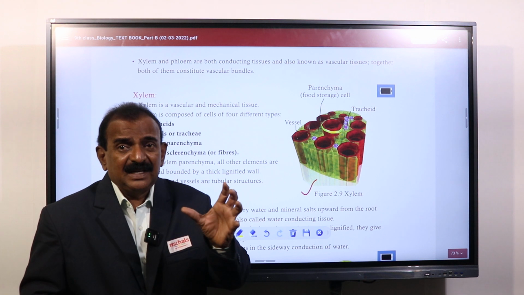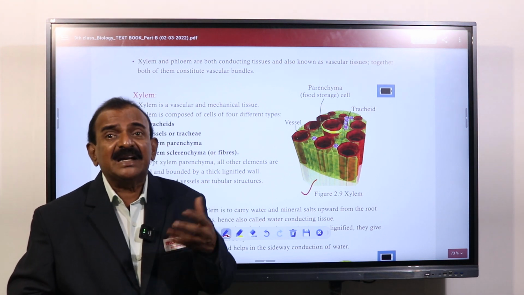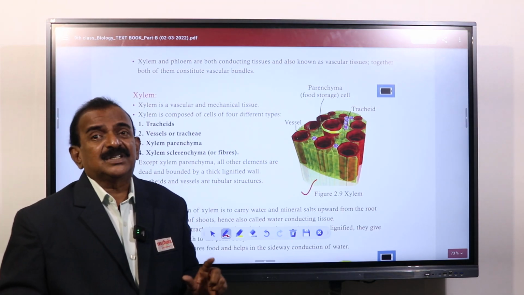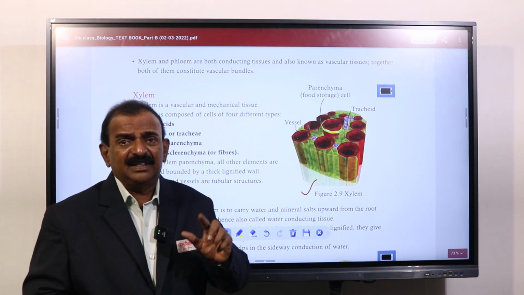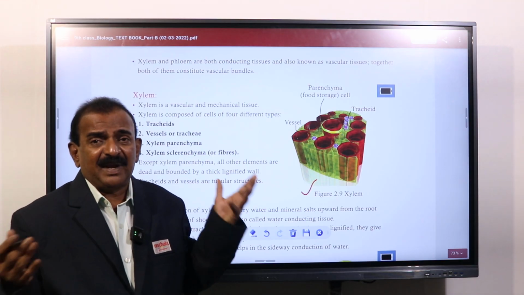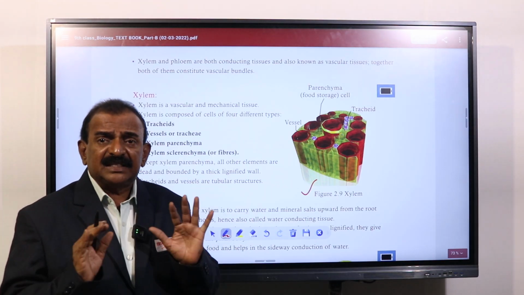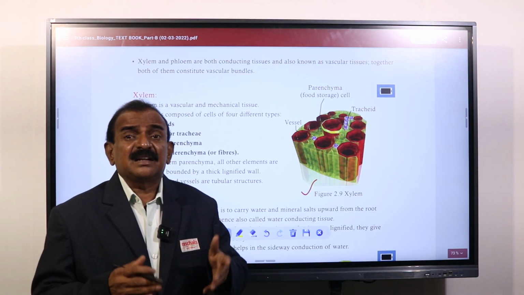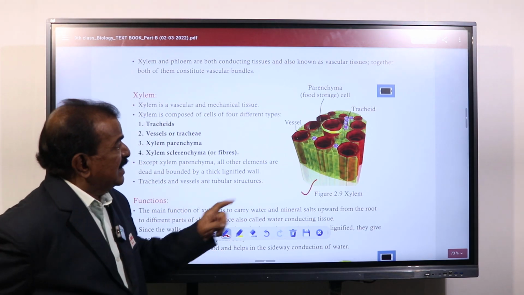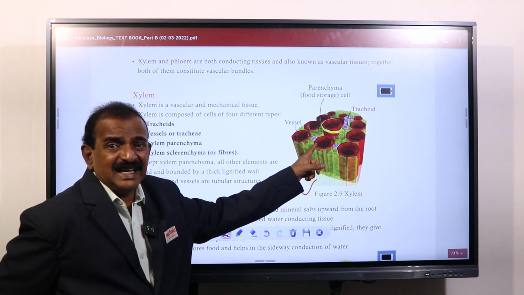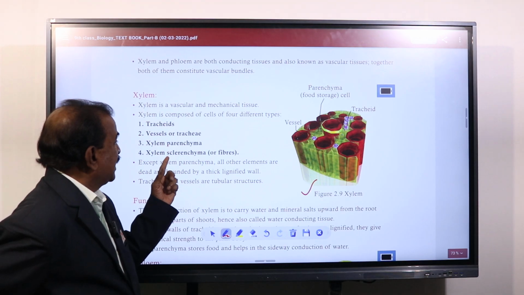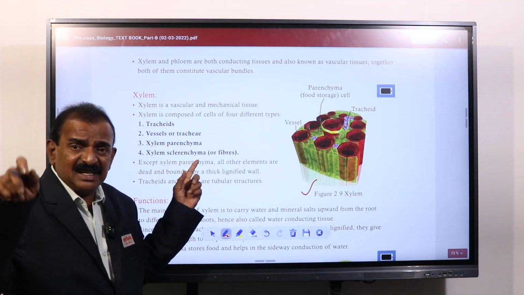They form a bundle, and they perform the duty of conduction of water and mineral salts from the ground to the root system. The root system has xylem vessels, and these xylem vessels pass through the stem and branches, and finally reach the leaves and other parts of the plant. In this way they transport minerals and water to different parts of the plant body. Here these are called xylem tubes: tracheids, xylem vessels, xylem parenchyma, xylem sclerenchyma. Xylem sclerenchyma is also called xylem fibers.